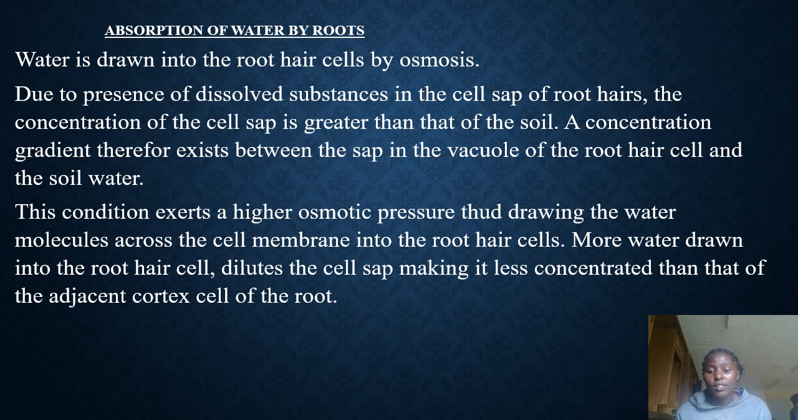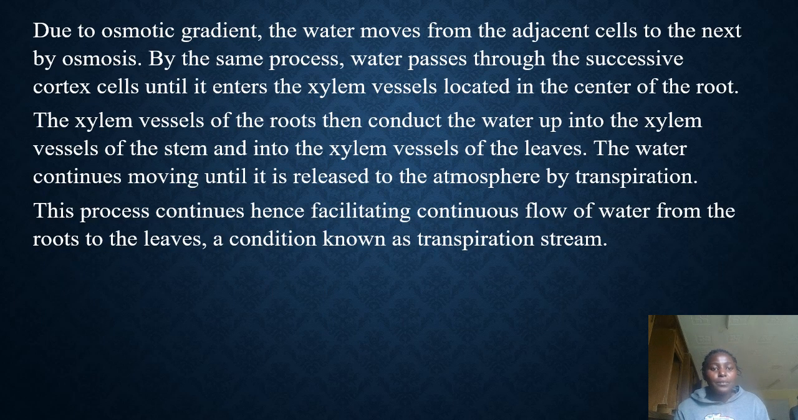As we know, the root has many cortex cells which are arranged adjacently. So water moves from the first cell to the next cell, and as it moves from each cell to the other one, it becomes less concentrated. So let's look at what happens when it moves to the adjacent cell. Due to the osmotic gradient, the water moves from the adjacent cells to the next by osmosis.